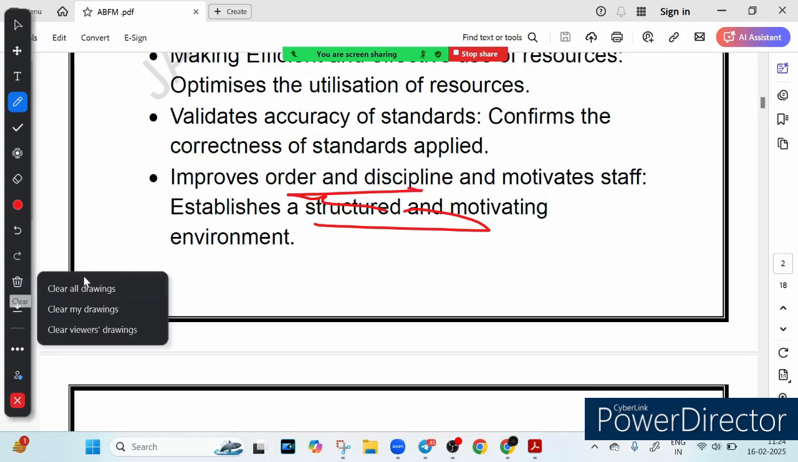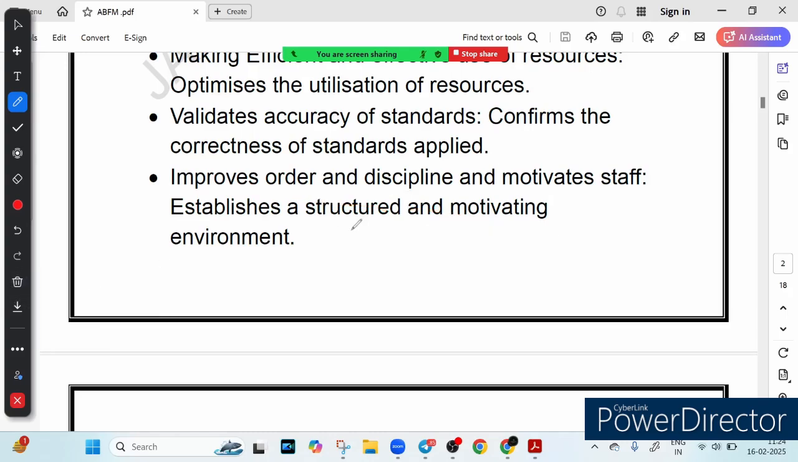Now the next point, it maintains structure and discipline, order and discipline, right? You can see it improves order and discipline. It maintains discipline. So a well structured system boosts motivation. When employees know what is expected and see clear goals, they work better. I told you earlier that happy employees mean a productive company.